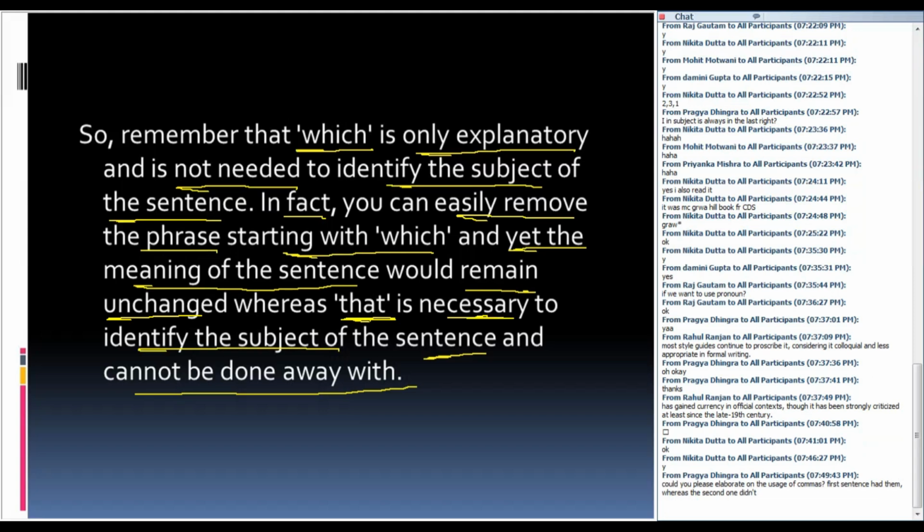Okay, I am coming to that, Pragya. That is exactly what I'm coming to. So what is the difference in usage?